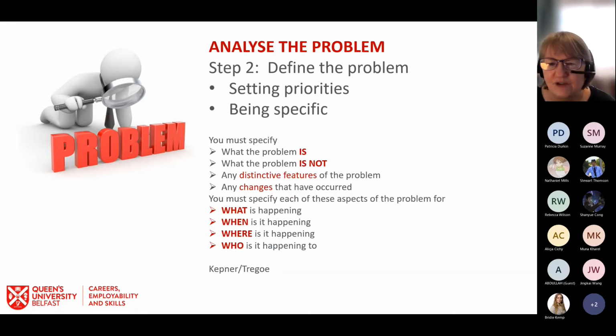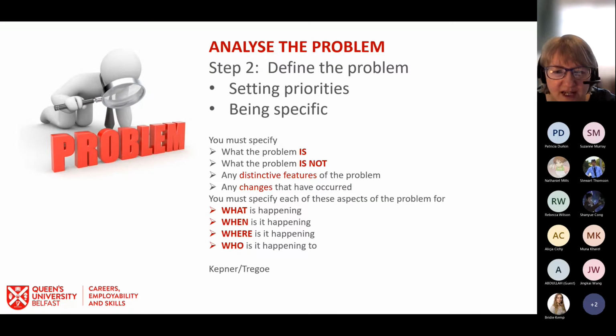So moving to step 2, then: define the problem. It's important to select and tackle only the problems that matter. Is there an impact on profits, on staff, on the environment, the company reputation, etc.? Gather the information and rank them so that you can make a decision on what actually is a priority. And then you must be specific about what the problem actually is.